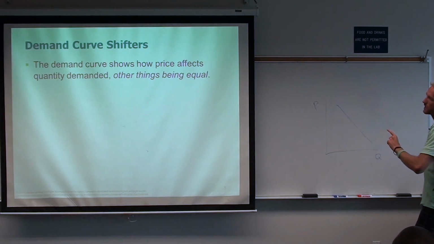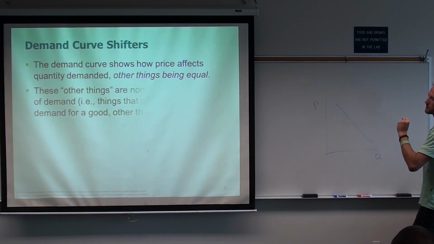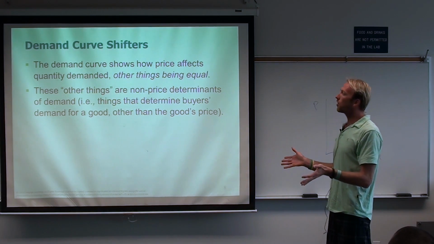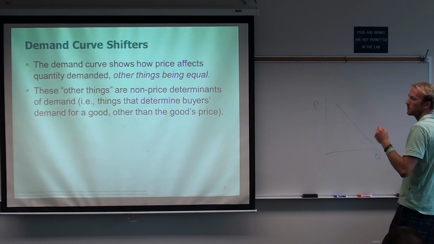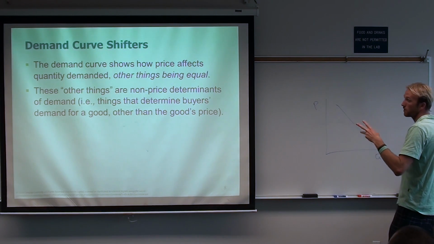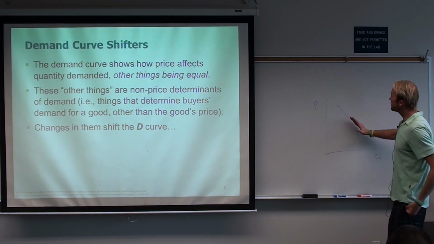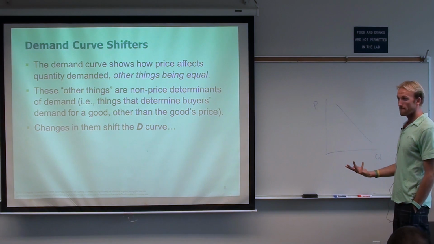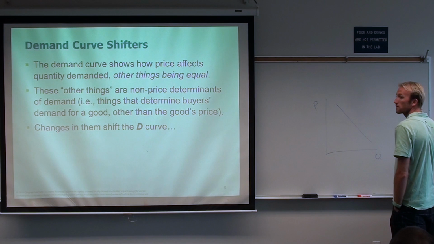So that's what I just said. With the ceteris paribus assumption, the demand curve shows how price affects quantity demanded. But the other things are non-price determinants. Okay? So in order to be an other thing, it has to be non-price. And what they do is it actually just moves the demand curve. That's how we deal with it in economics. So we shift the demand curve.